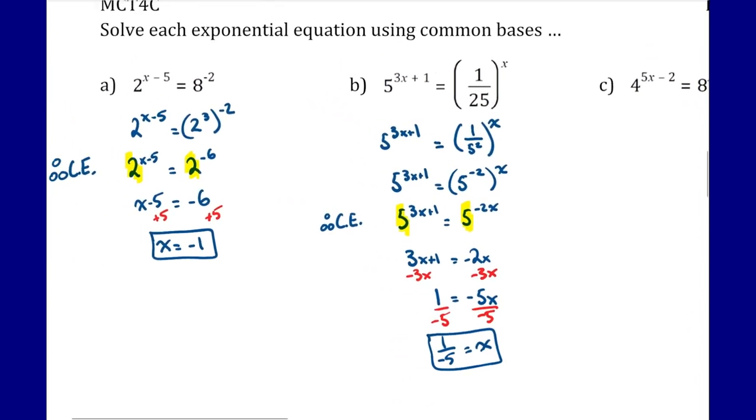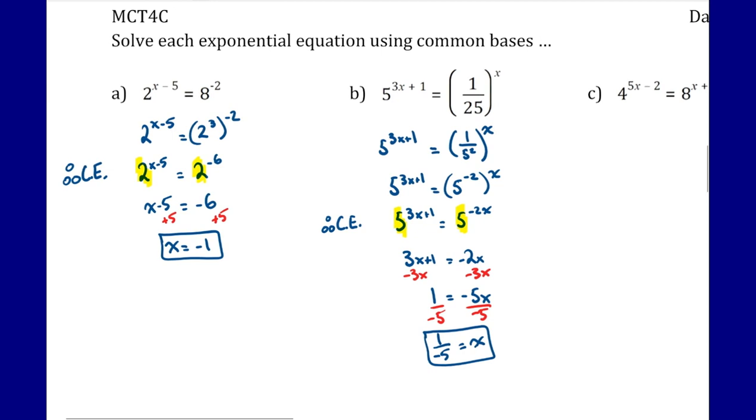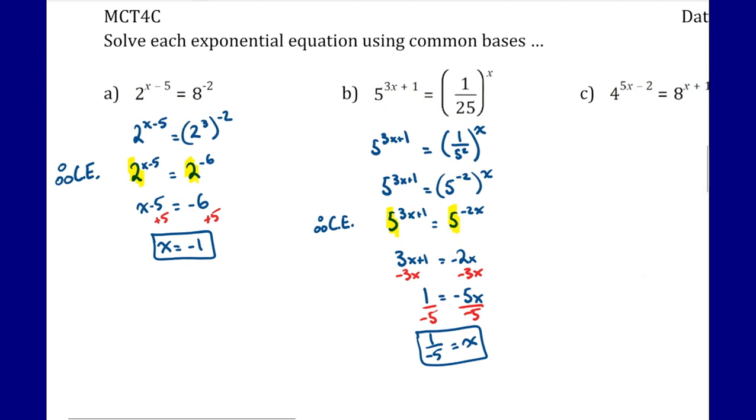So again, the hardest part should be just converting to get common bases, right? Because you have to use a bit of your power laws, and you have to know what some of the numbers can turn into with common bases. So that's how we did that little warm up, looking at what numbers we could turn into base 2 and other numbers with base 3.